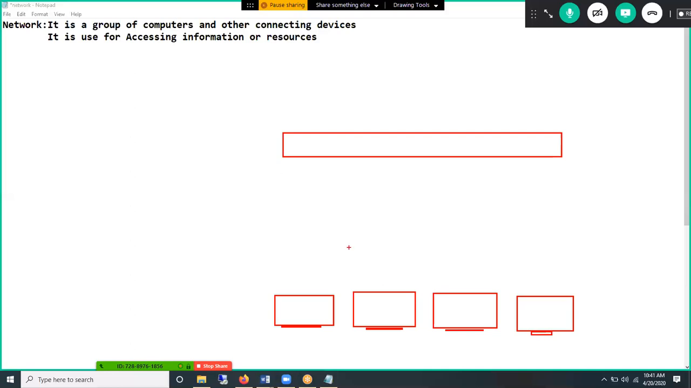The next question is, why do we connect all the machines together? What is the actual purpose of creating a network? What is the benefit? If I'm connecting two or more devices together, what is the actual advantage? What are we going to configure here, and with the help of this network, what benefit are we going to take?